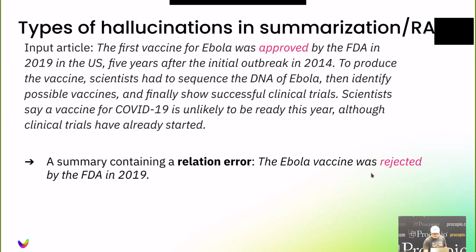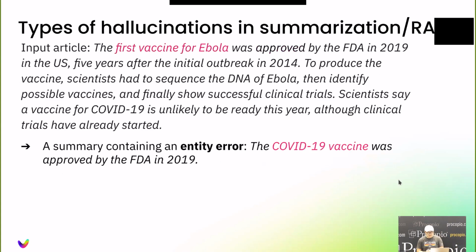One of the answers made by some large language models says Ebola vaccine was rejected by FDA in 2019. But if you read the first sentence of this source document, it says the vaccine was approved by FDA, okay? So the difference is that here it says Ebola vaccine was rejected, but the Ebola vaccine is actually approved by FDA. This kind of error, we call a relation error. Basically, the two objects are FDA and the vaccine, but the relation in the document is approved, while in the generated summary it is rejected.